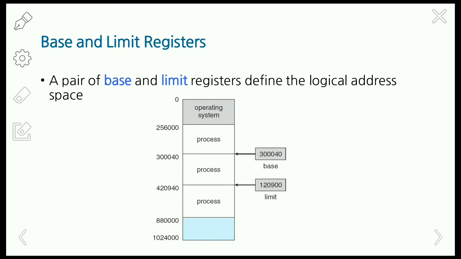Next is the base and limit registers. A pair of base and limit registers define the logical address. Here, main memory is given. The system is running in the main memory. Some part of main memory is allocated for the operating system, and in the remaining partitions, multiple processes are executing.